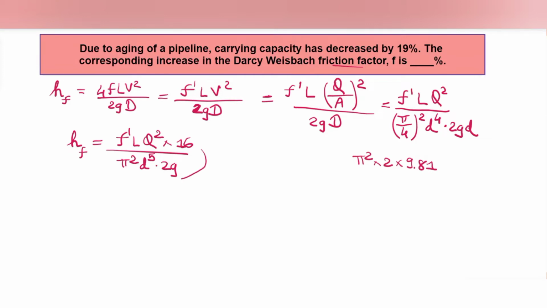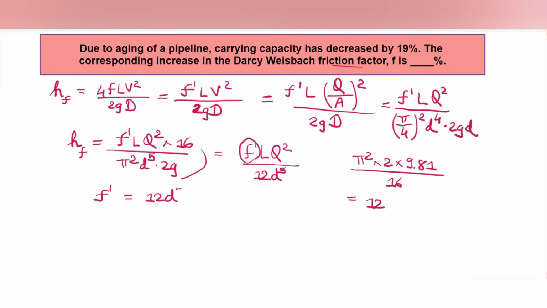Now this pi square into 2 into 9.81, and I'm dividing by 16, that is equal to 12. You can calculate it. So this will be F dash L Q square upon 12 d raised to 5. Now this F dash is equal to 12 d raised to 5 HF upon LQ square. We wrote the equation making F dash the subject of the equation.